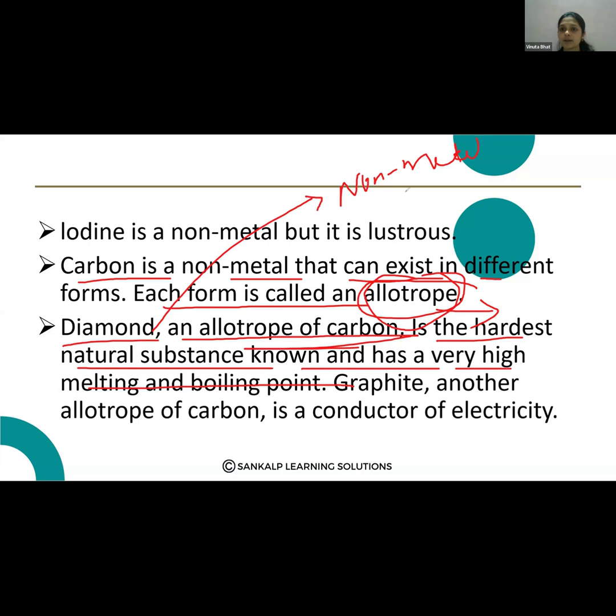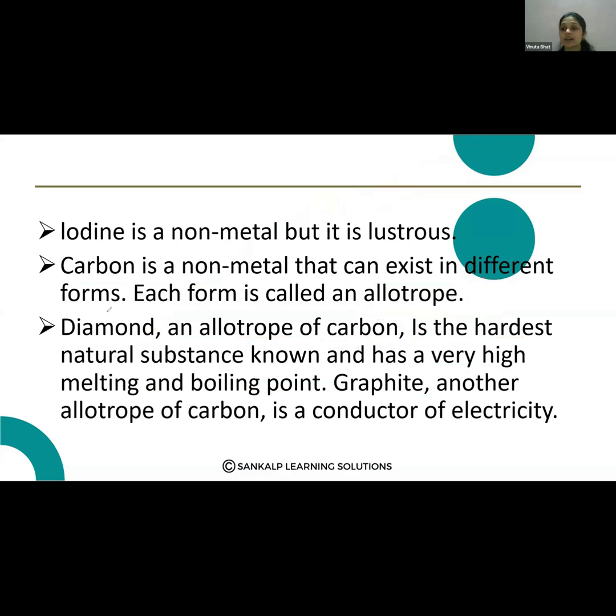Diamond is a non-metal, but it is the hardest substance and has very high melting and boiling point. So graphite, another allotrope of carbon, is a conductor of electricity. Graphite conducts electricity. Okay, so that is the very important thing about these non-metals.